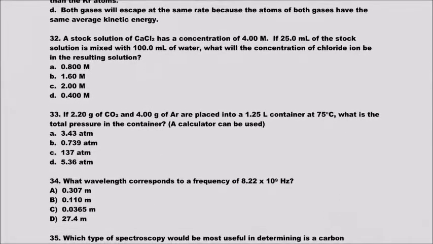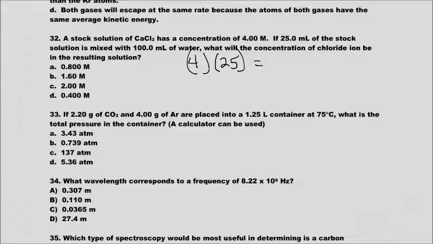All right, 32. A stock solution of calcium chloride has a concentration of 4 molar. If 25 milliliters of the stock solution is mixed with 100 milliliters of water, what will the concentration of chloride ion be in the resulting solution? Since we have a concentrated solution and we're mixing it with a lot of water, it's going to be a dilution. So let's start there. We have 4 molar times 25 milliliters of that.